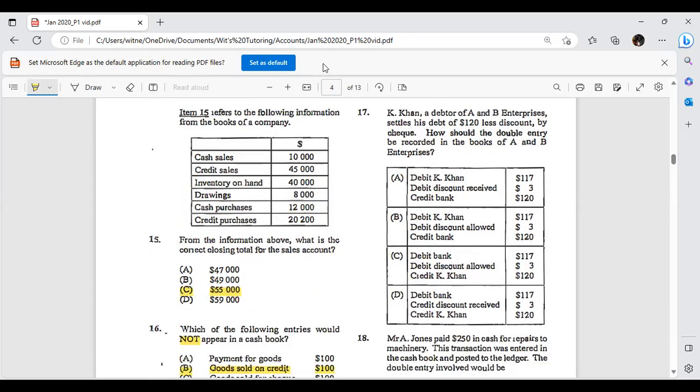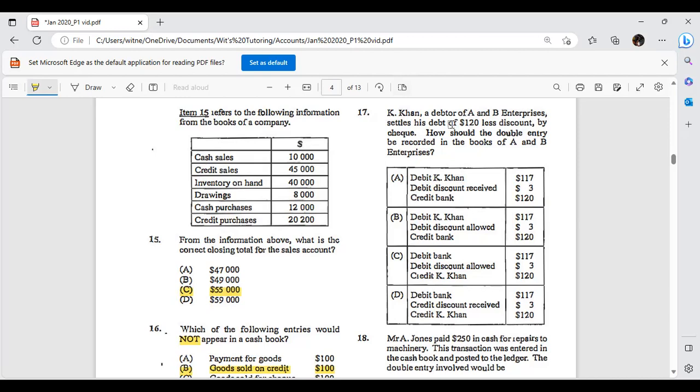All right, 17. K Kan, a debtor of A and B Enterprises, settles his debt of $120 less discount by cheque. How should the double entry be recorded in the books of A and B Enterprises? So the full debt is $120. Based on the options here, you can see that the discount is $3. So K Kan is a debtor of A and B. Pay attention to the entities. K Kan is a debtor for us. We are A and B Enterprises.